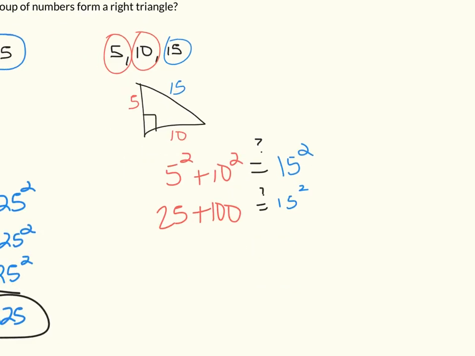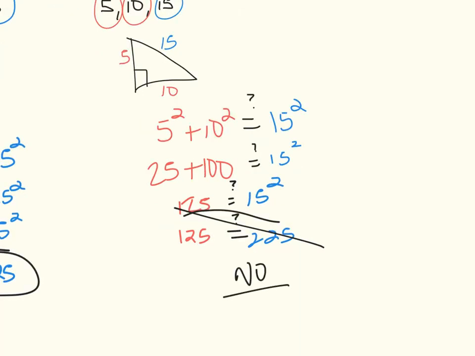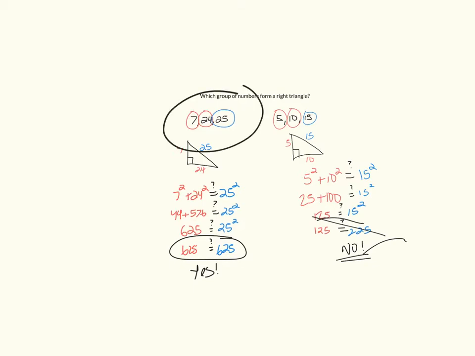Well, what is 25 plus 100? That's 125. So, is 125 the same as 15 to the power of 2? Oops, I did that in the wrong color. Is it the same as 15 to the power of 2? Well, let's see. What is 15 times 15? That's 225. And so the obvious question here is, is 125 the same as 225? No, it is not. So, which one of these groups forms a right triangle? Right there.